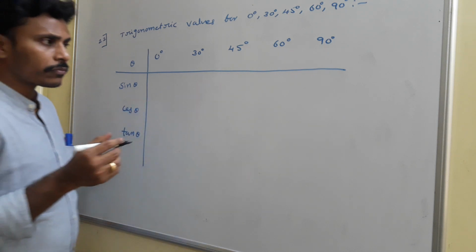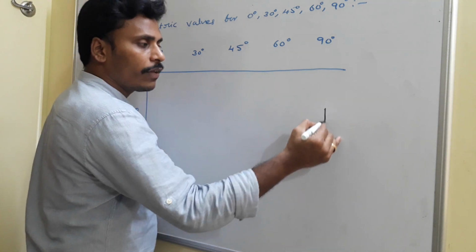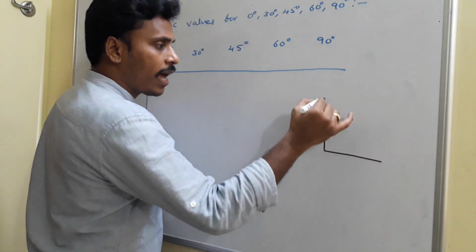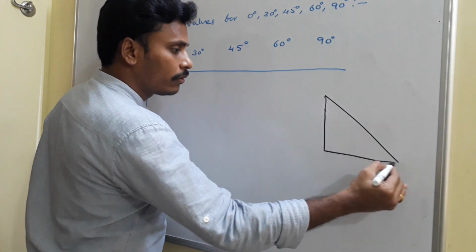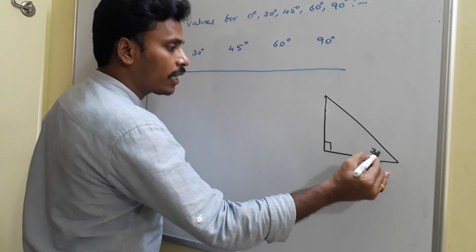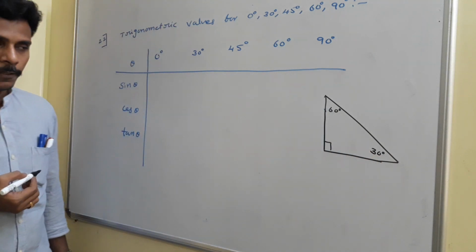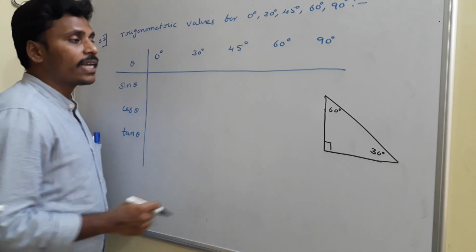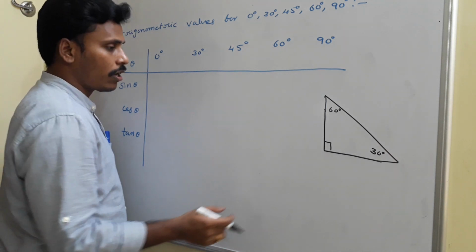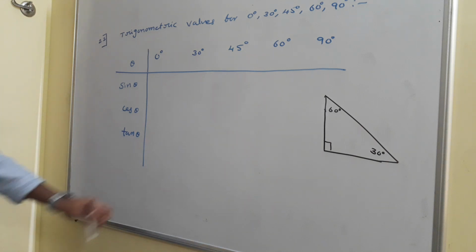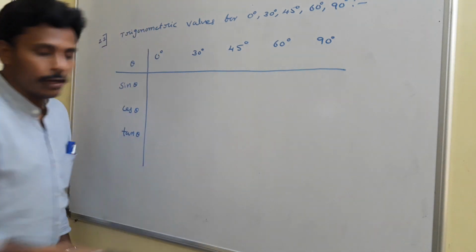Suppose, in our previous classes, I explained that in a triangle, if the angles are 30 degrees, 60 degrees and 90 degrees, you need to think about it. In a triangle, if the angles are 30, 60, 90, okay, for space concerns, I will take it here. Just have a look at this.